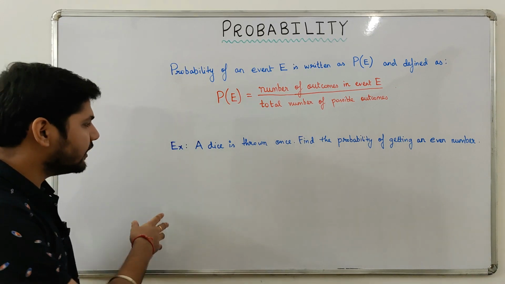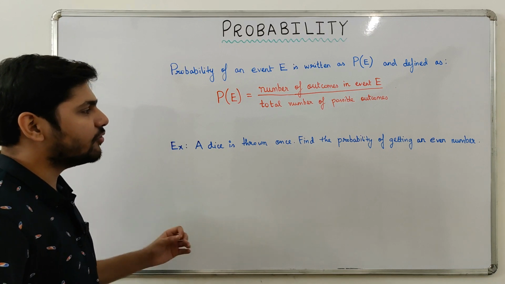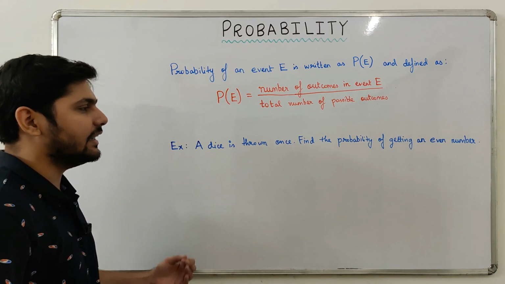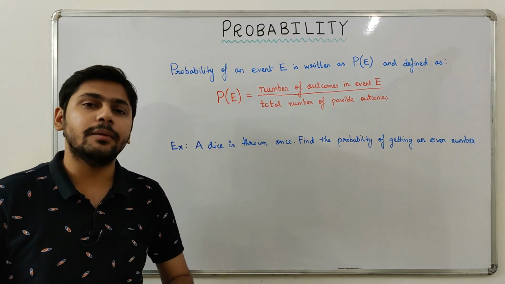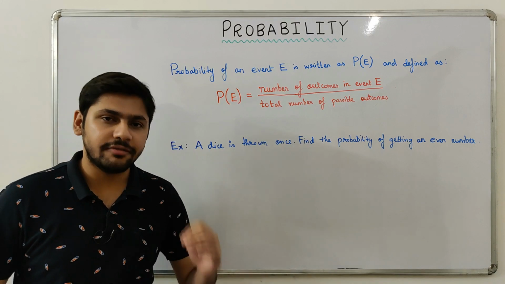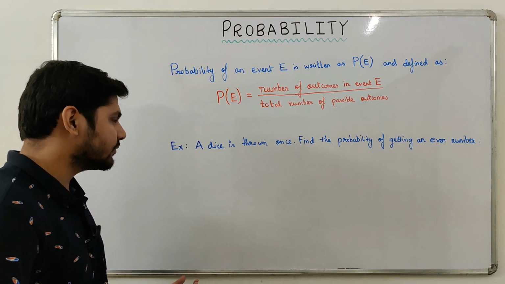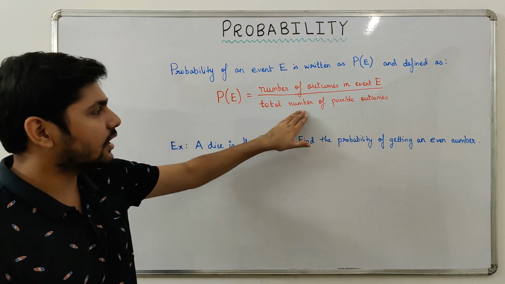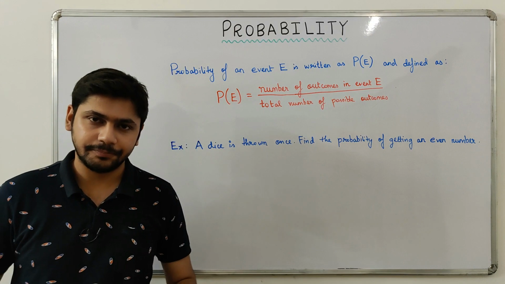Let's understand this with the help of an example. We have an example over here, which is a dice is thrown once. You have to find the probability of getting an even number. Now, whenever we have to calculate probability in a sum, the first thing that we will do is we will find the total number of possible outcomes. As you can see over here, total number of possible outcomes. So this is the thing that we will find first.